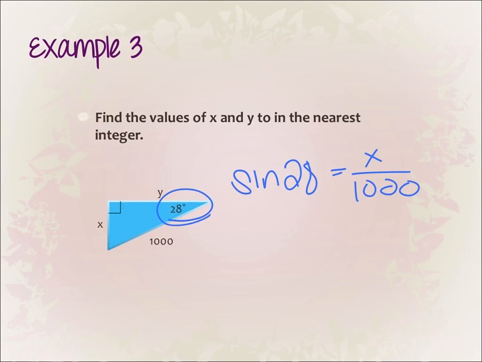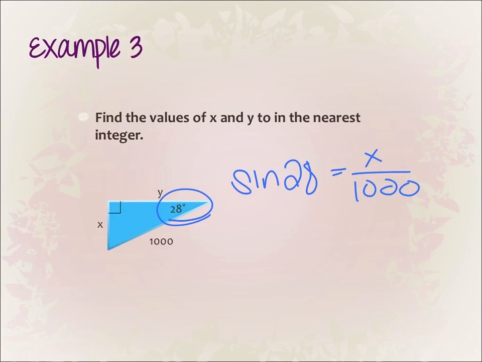So you're going to be given at least an angle. I have that angle, and then I have to pick one variable. I can't do 2 variables at once. I picked the x because I wanted to solve for x. I could solve for y, but you have to have one variable and one side you know. The side I knew was 1,000. So x is opposite the 28, 1,000 is hypotenuse, and opposite over hypotenuse is sine.